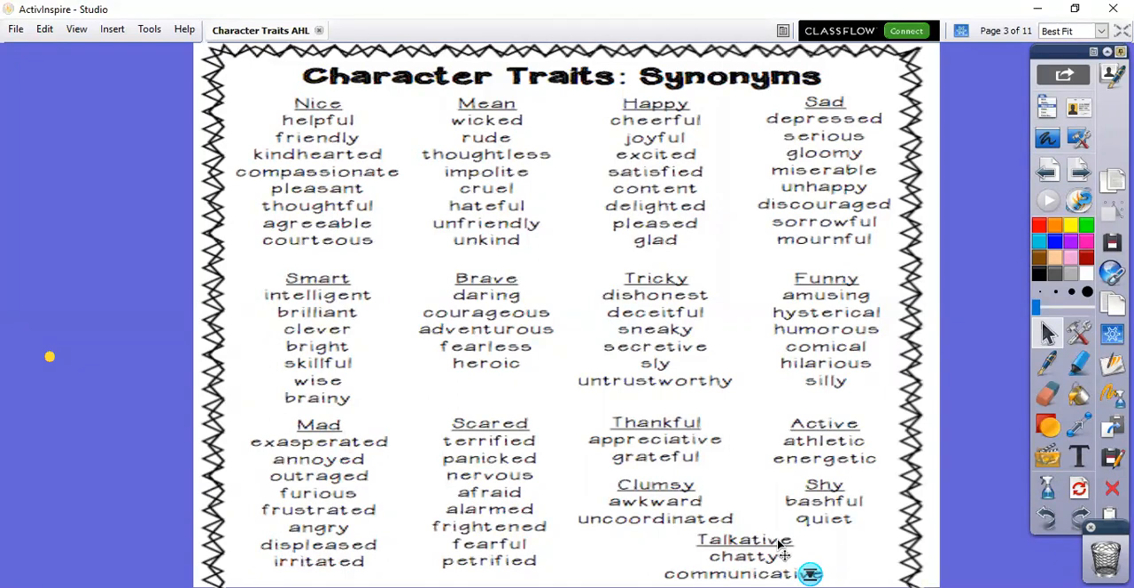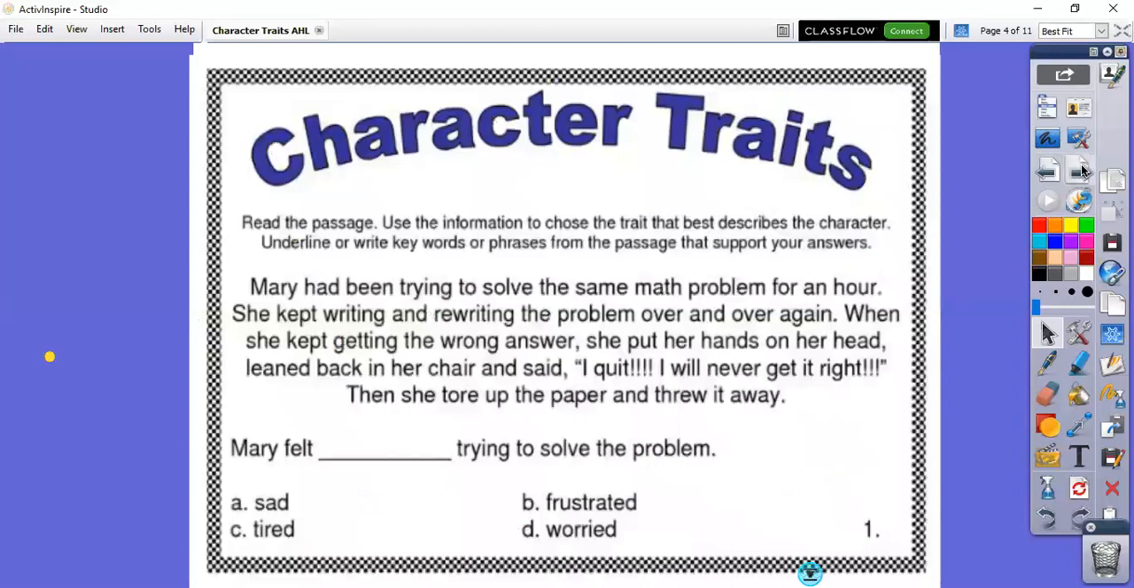But we can dig deep into those common words and look at the synonyms and get a more accurate, detailed description of a personality just by looking at what the character is saying, what they're doing, and what they're thinking. So this is just a character traits common synonym list. Now, we want to look at some examples. So remember, with character traits, we're going to dig deep into what is the character saying, what is the character doing, what is the character thinking or feeling, so that you can get their personality traits.